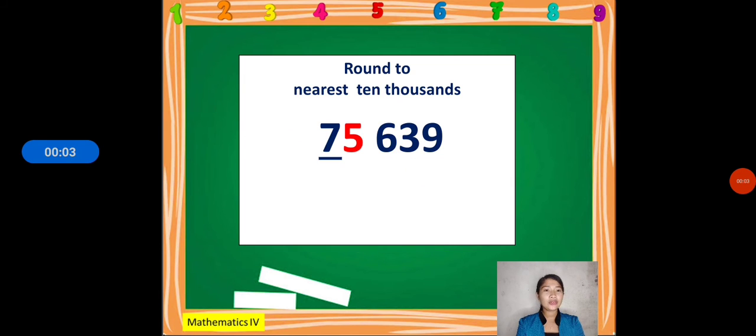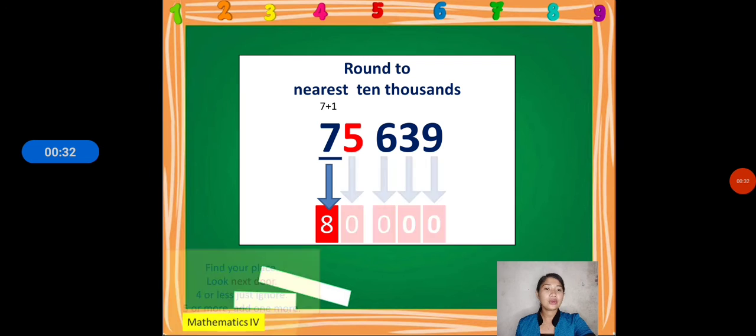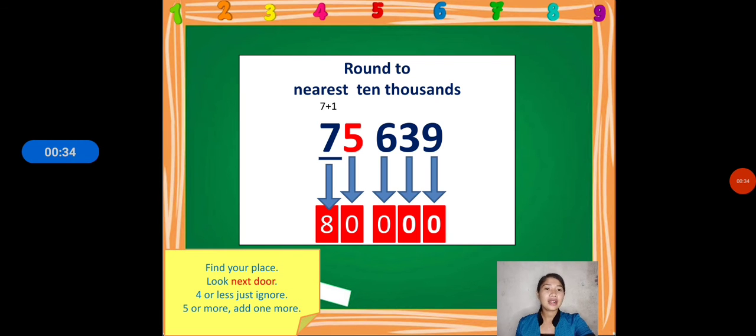Now, we will round to the nearest 10,000. 7 is in the 10,000s digit. Next to 7 is 5. So, 7 plus 1 equals 8. Change those numbers to 0. Therefore, 75,639 round to the nearest 10,000 is 80,000.